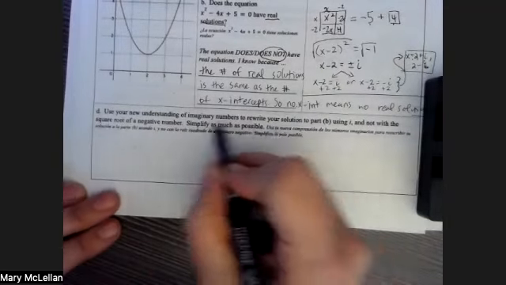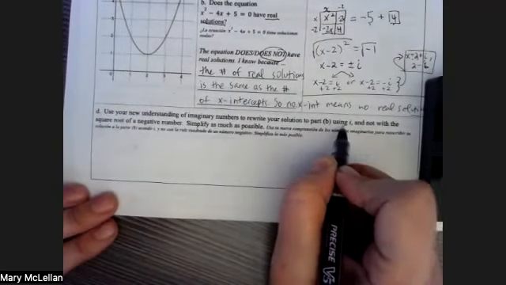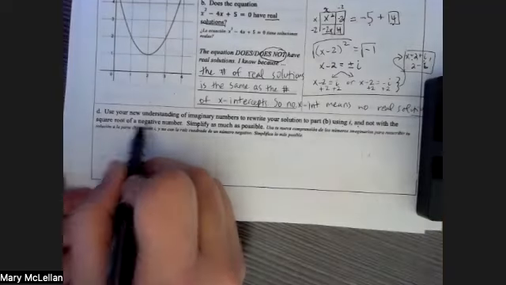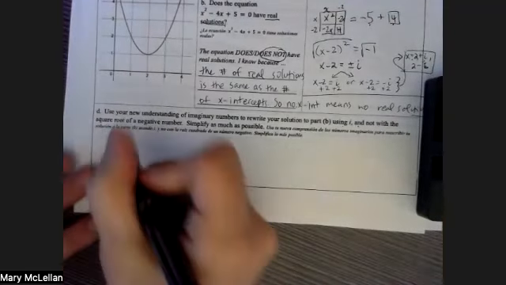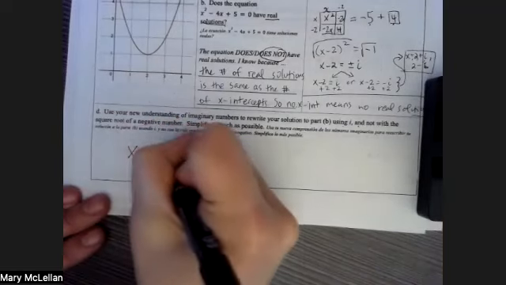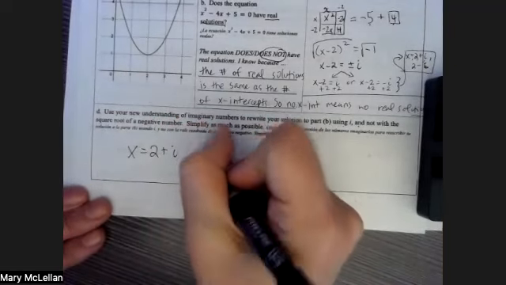Use our new understanding of imaginary numbers to rewrite the solution in part B using i, and not with the square root of a negative number. Oh, we did it ahead of time. We have x equals 2 plus i and 2 minus i. Done.